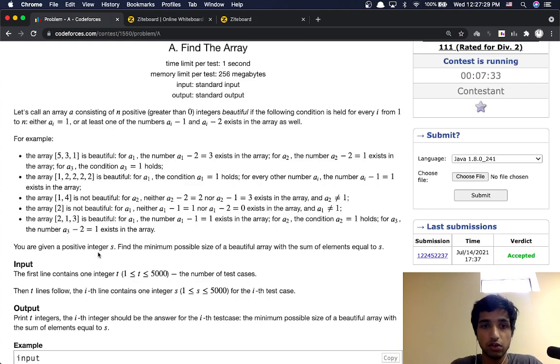So now what are we trying to find? The minimum possible size of a beautiful array with sum of elements equal to S. So essentially, we want to try and maximize the sum with the minimum possible size. And we can easily construct some array that has sum less than or equal to the maximum possible sum. It shouldn't be too hard to see that.